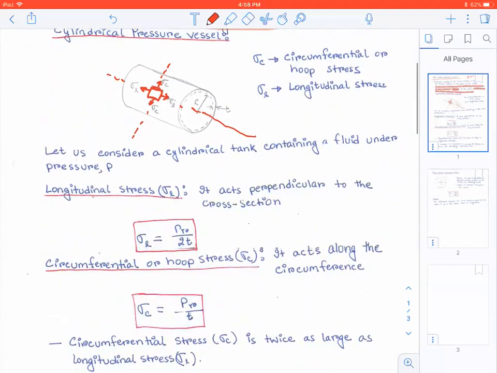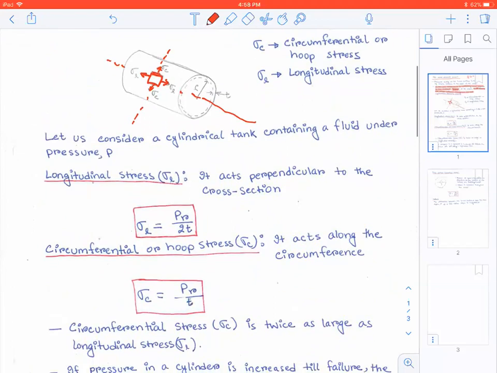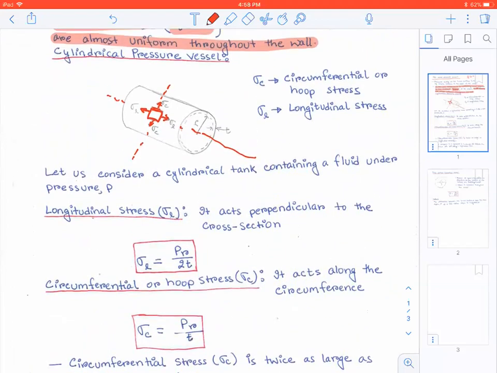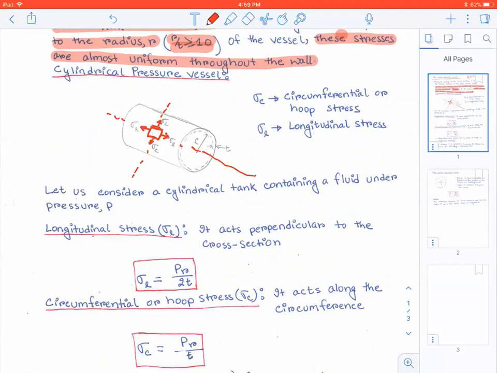Now, let's calculate. You can see that your longitudinal stress acts perpendicular to the cross section. Let me draw it somewhere here. So this is your cross section, and you can see sigma L is perpendicular to this circular cross section. That's why it acts perpendicular to the cross section.